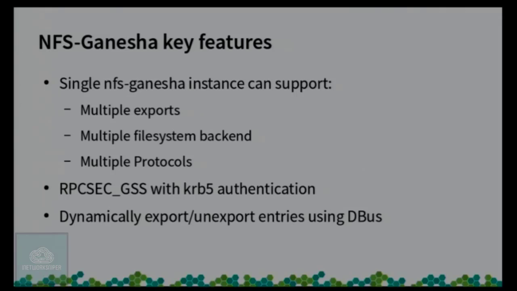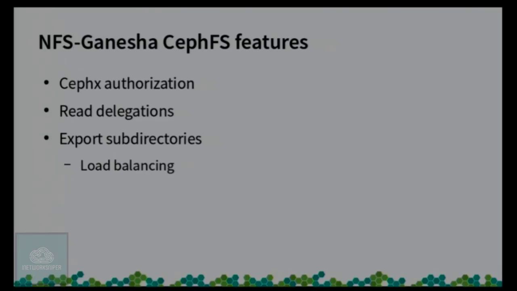Now, a few key features of NFS Ganesha are that using a single server, you can export multiple file systems. At one point, you can export multiple protocols like TCP, UDP. You can also have multiple versions of NFS, like NFS version 3, 4. And you don't need to have multiple instances of Ganesha running. You just modify a single config file and you can use the node. Then it also supports Kerberos authentication. And as I said, using dbus, you can dynamically export and unexport the entries. Those were the generic NFS Ganesha features.